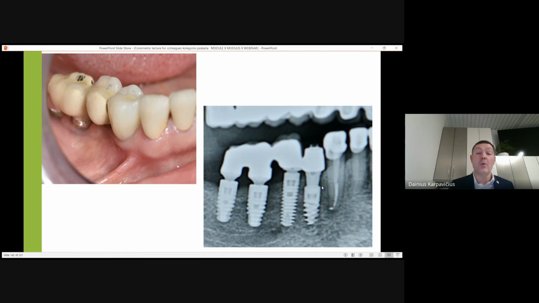Meanwhile, take a look at what we've done now. Yes, on this fresh case, she lost the root, she lost the tooth, 44.